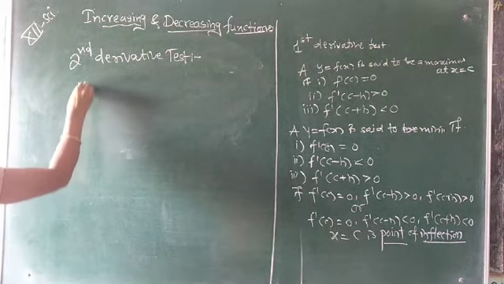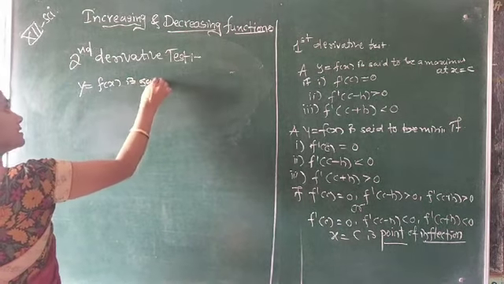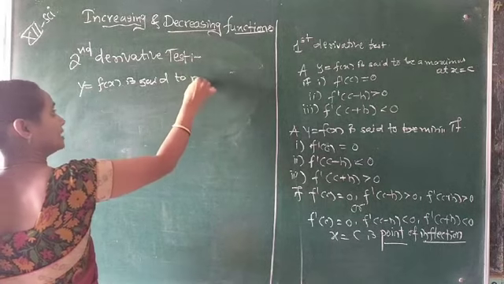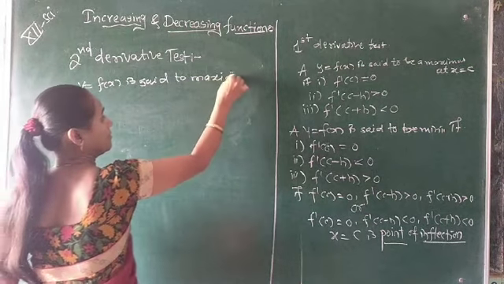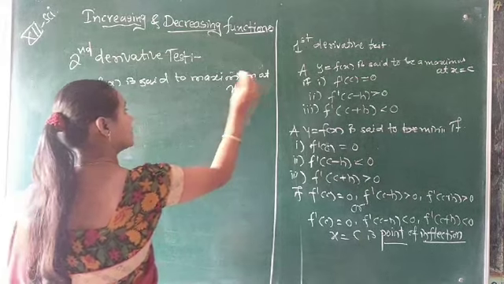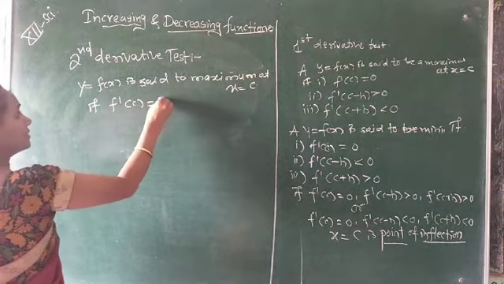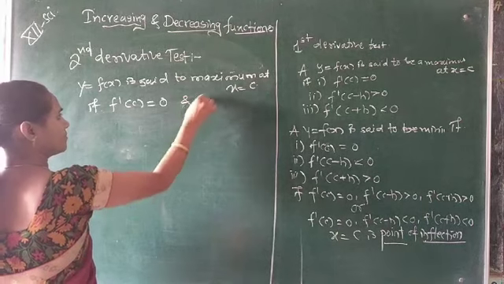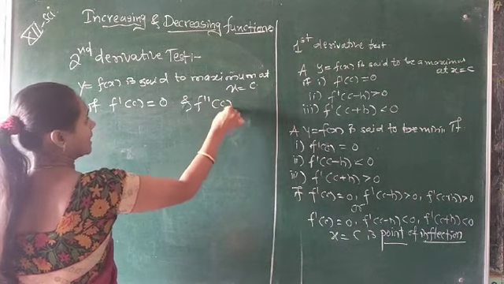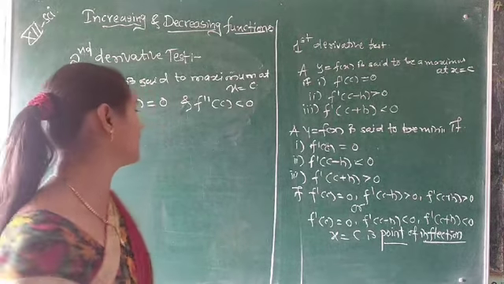So y is equal to f of x is said to be maximum at x is equal to c if f dash of c is equal to 0 and the most important condition, f double dash of c is less than 0.